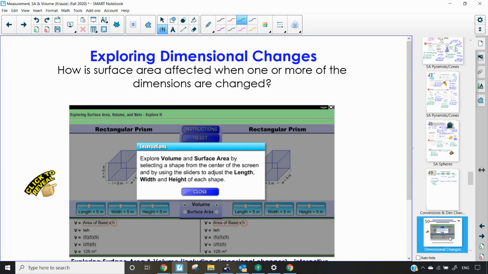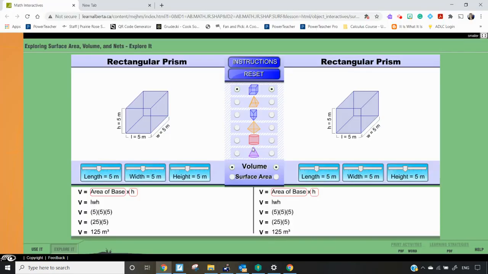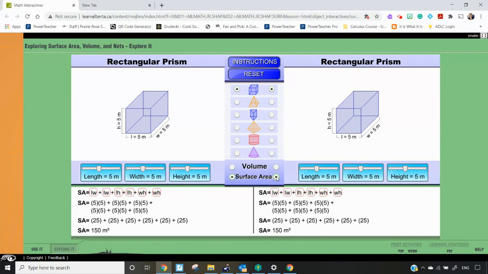dimensional changes. In other words, how is an object affected, or how is the surface area affected if we change just one length, if we double all the sides or triple all the sides? And so we're going to use an app to do this. Taking a look here, we're going to look at some specific examples. We've got a rectangular prism on both sides, and we want to look at how surface area is affected in both cases. So I'm going to work through some questions that are included in your notes.